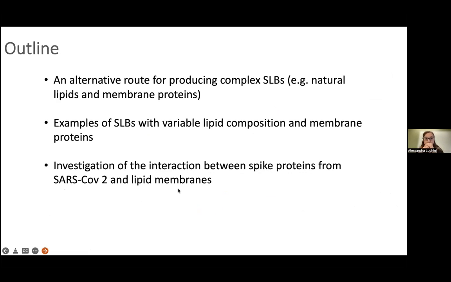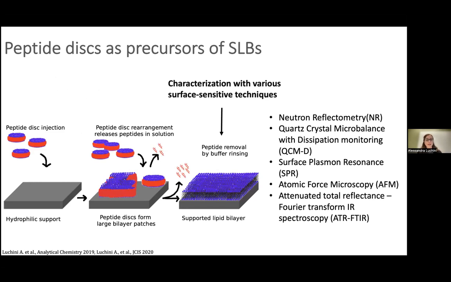So in this presentation, as I mentioned, I will start by showing you how supported lipid bilayers containing complex lipid composition and even incorporating membrane proteins can be produced. And then I will show you some examples of different lipid compositions that we have tested. And then in the end, talk about a more recent case that we have investigated, where we use these supported lipid bilayers to investigate the effect of spike proteins that are found on the SARS-CoV-2 virus. So kind of a hot topic, not these days.